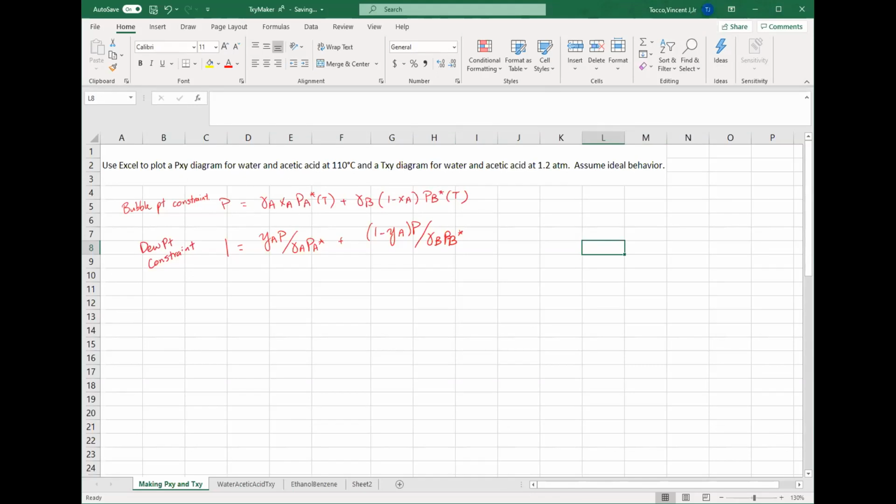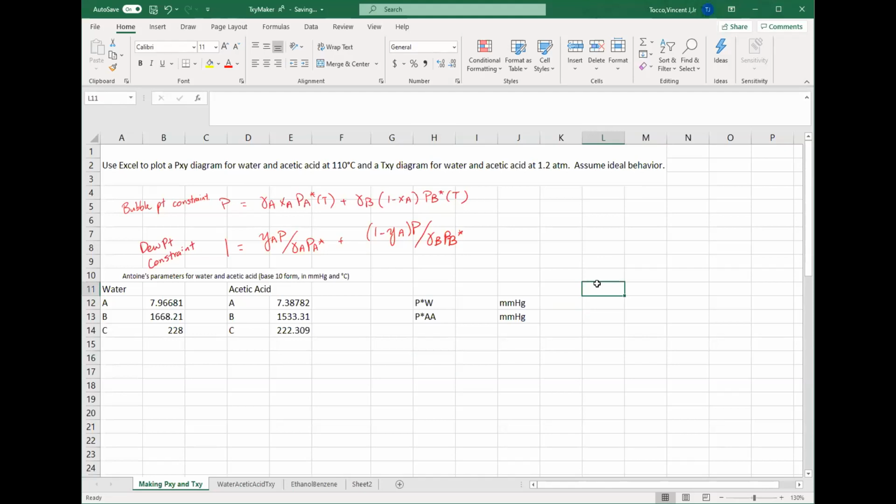The first thing to do is to look up the Antoine's constants for water and acetic acid, which I've already done. In the table that I referenced, it uses millimeters of mercury for the pressure unit and degrees Celsius for the temperature unit, and it also uses the base 10 form. This information is absolutely critical when you're calculating vapor pressures, because if you don't know what these units are, it's going to give you an incorrect answer.